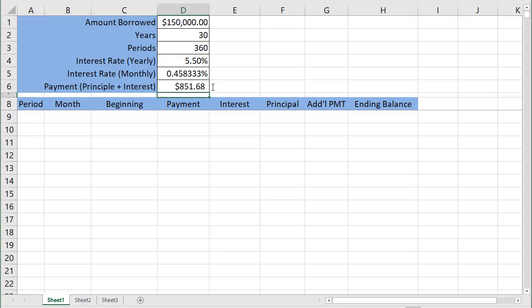That just flips the calculation to give me a positive number instead. And it's really kind of a technical difference on how you use that formula, but this is how I use it.